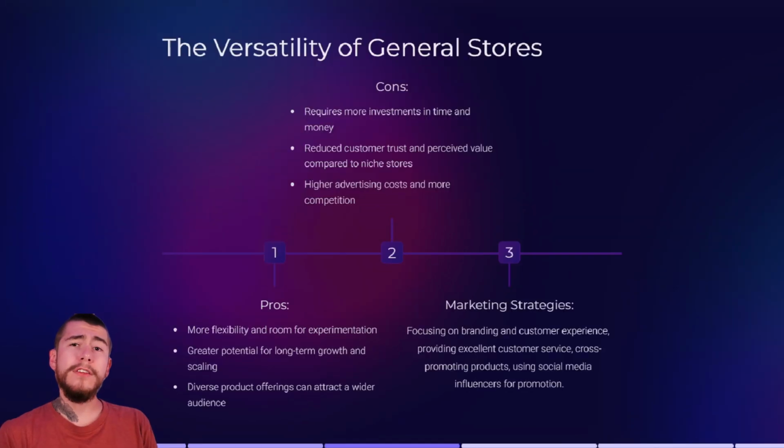All right, last but not least, we have the general store, which is a very common favorite among beginner dropshippers. The pros of a general store are more flexibility and room for experimentation. You guys can find a lot more winning products this way. The more you test, the more you'll find. You have greater potential for long-term growth and scaling. You have a diverse product range that can attract a wider audience.